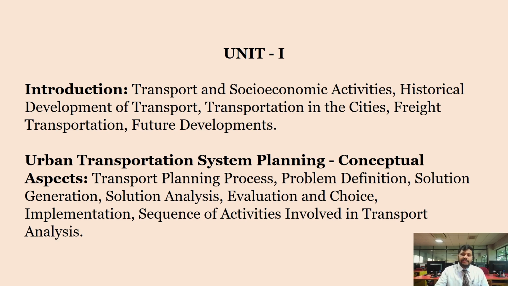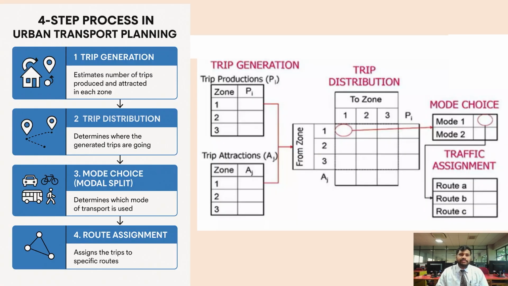It basically involves four major steps, which are known as trip generation, trip distribution, mode choice or modal split, and route assignment. A trip is nothing but a journey which has a certain definite start or origin and an end or destination. So we divide the entire area into different zones. We'll be estimating how many trips have been generated from each of these zones, and how many trips have been attracted to each of these zones. That is trip generation.